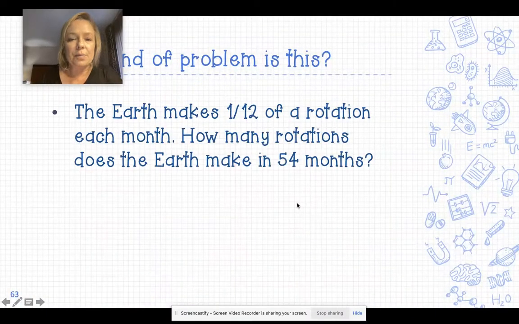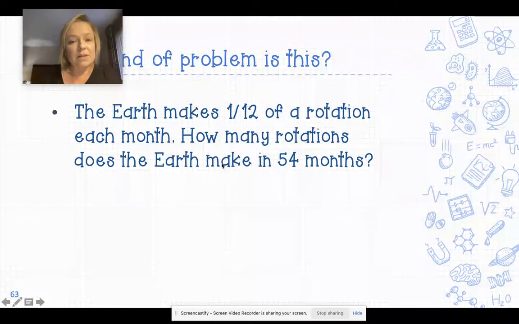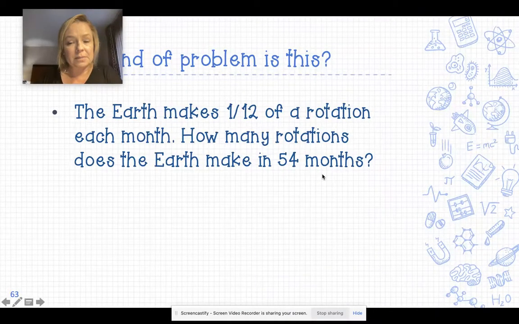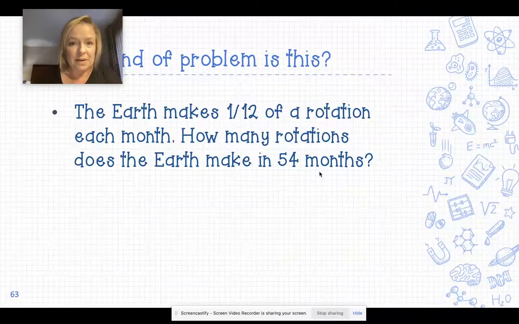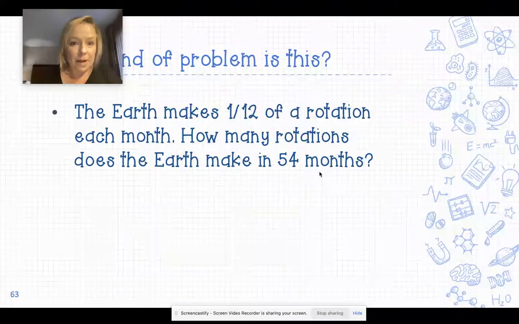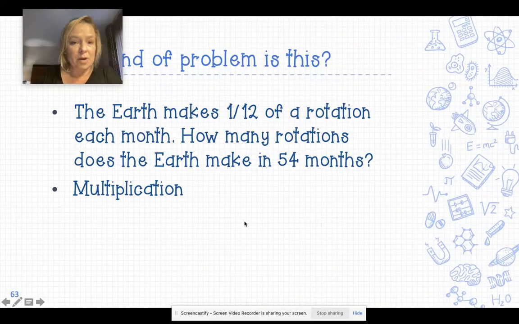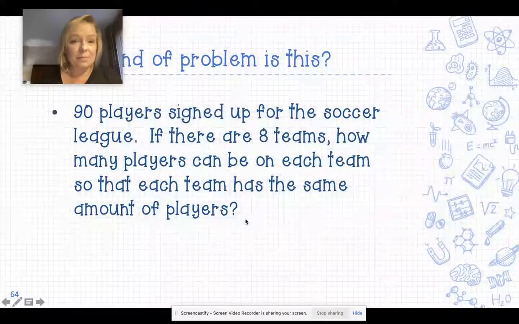Okay, so the Earth makes 1/12 of a rotation each month. How many rotations does the Earth make in 54 months? Do we know how many groups there are? The groups are the months. There are 54 months. And in each month or the part, it is 1/12 of a rotation. Okay, so this is a multiplication problem. Let's look at another one.